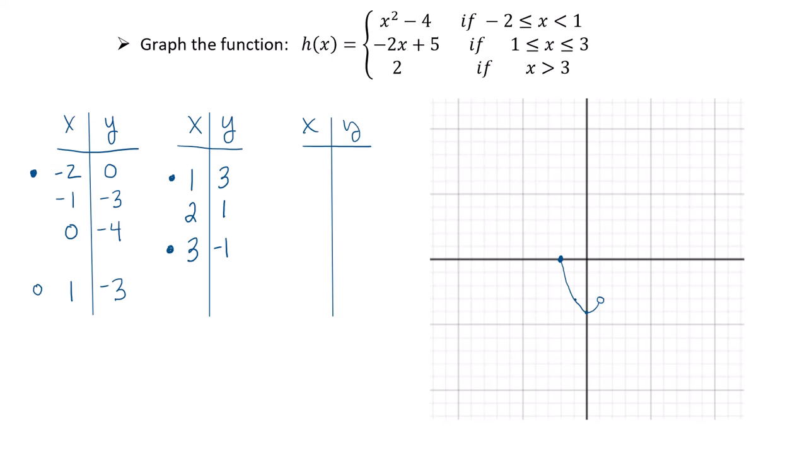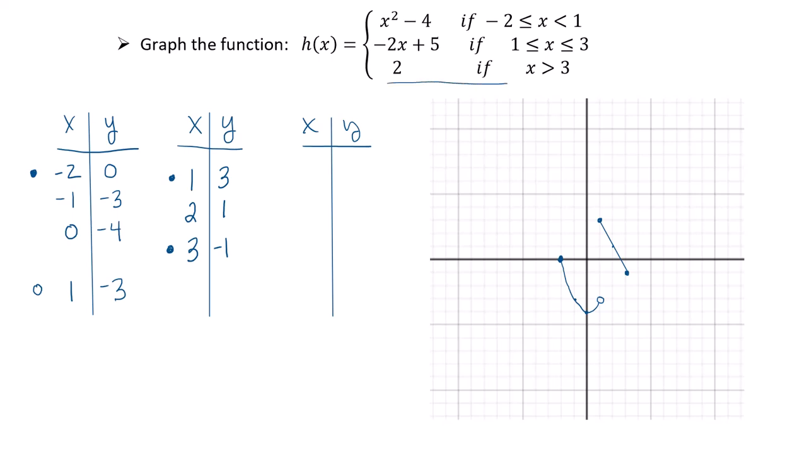Again, before we lose track of what we're doing, let's come over here and graph that piece. I have 1, 3 with a solid dot. I have 2, 1, and I have 3, -1. And that's a solid dot as well. Definitely, this is just a straight line, and we have a good sketch of it there.